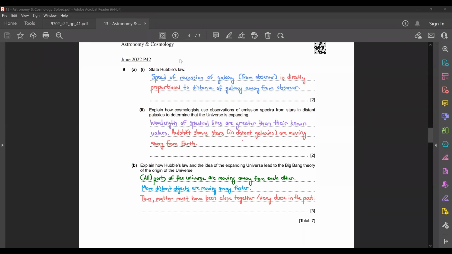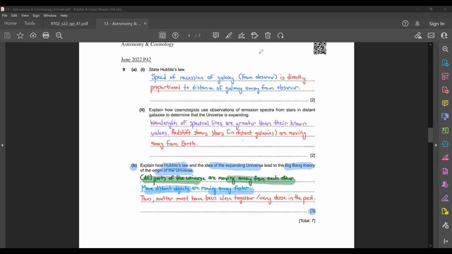Okay. Now, for the last question, explain how Hubble's law and the idea of the expanding universe lead to the Big Bang theory of the origin of the universe. This is a 3-mark question. So for the first point, you can say that all parts of the universe are moving away from each other. You concluded this from observing redshift. And then for the second point, you can say that more distant objects are moving away faster. You concluded this from Hubble's law.